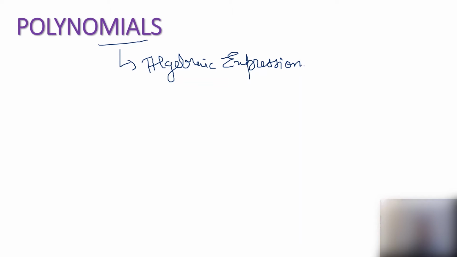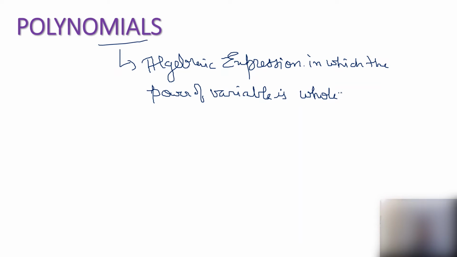Next we are going for polynomials. Polynomials are algebraic expressions in which the power of the variable is positive, or we can say a whole number. It can include 0 power also. So let's have a few examples like 2x square plus 5x plus 9.